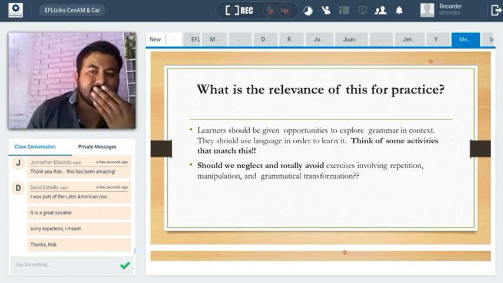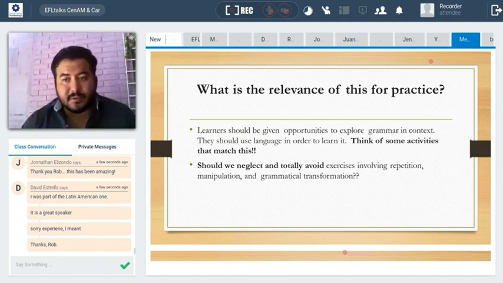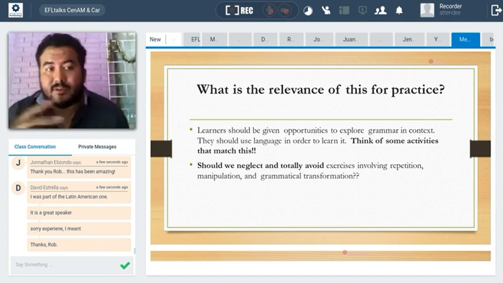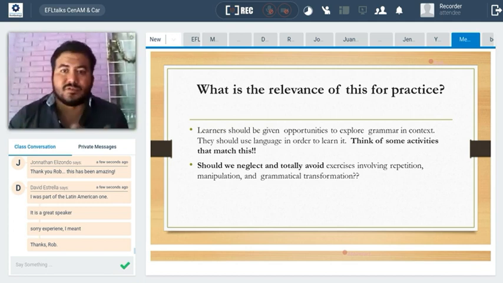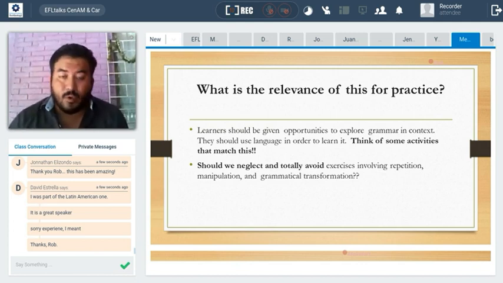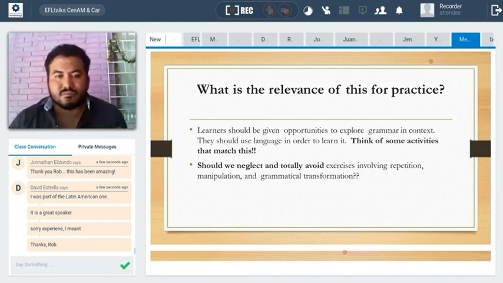Okay, what is the relevance of blending these methods and this approach? The relevance is the following. Learners should be given opportunities to explore grammar in context. How do we do that? We can do it by exposing them to real life material, which can be videos, role plays, readings, all of that basically.